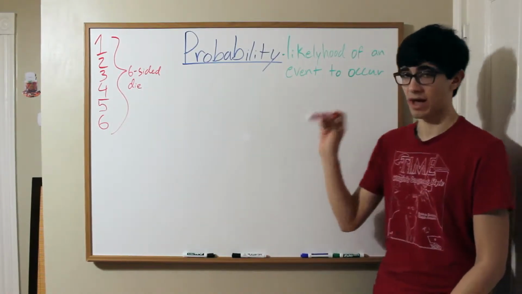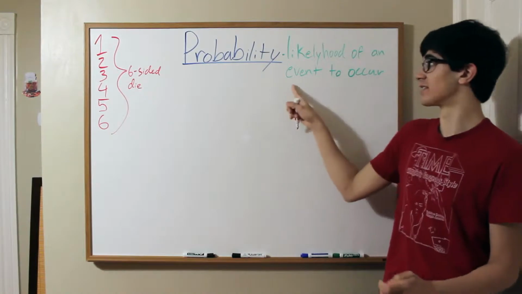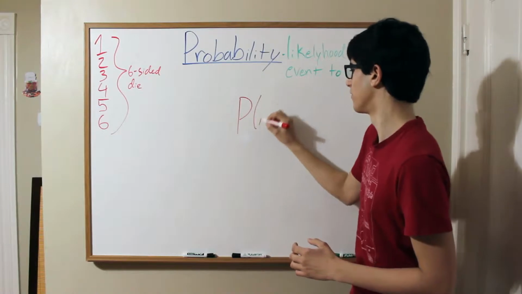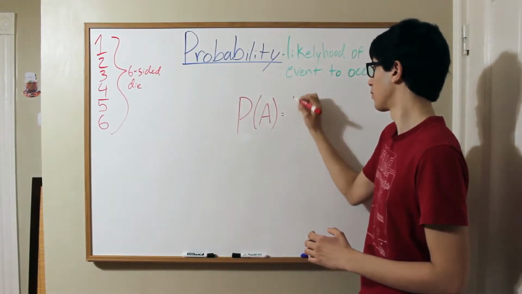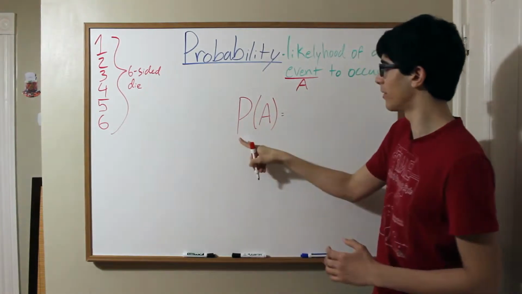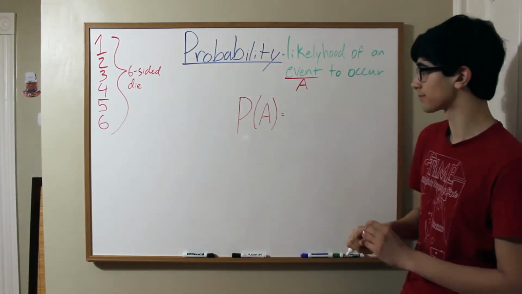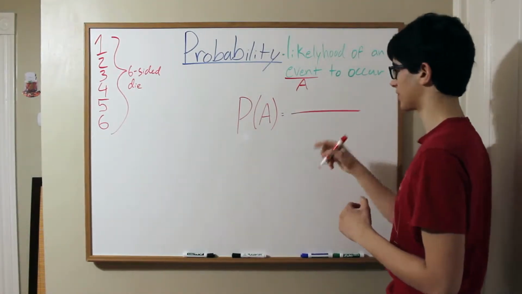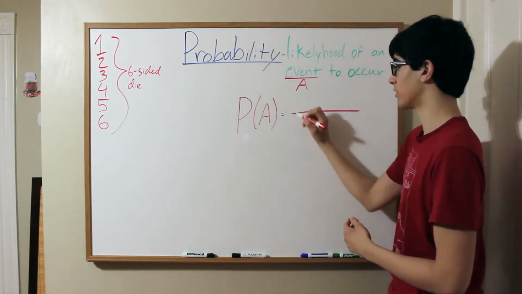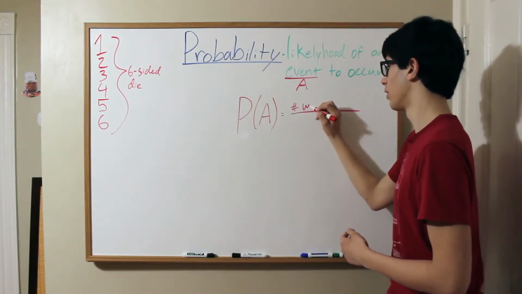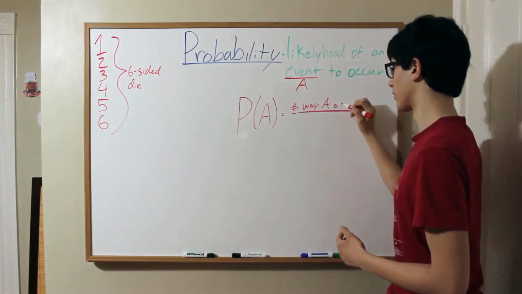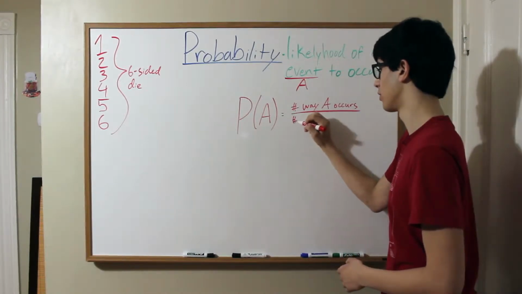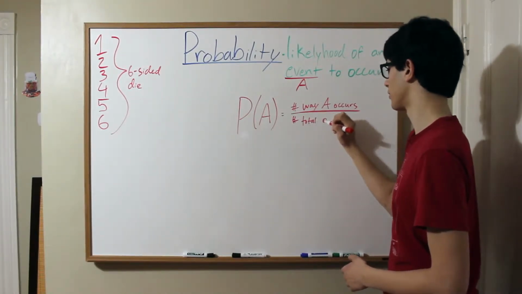In math, the probability of an event occurring is written as P of A, where A is our event. So, the probability of event A occurring, P of A, is calculated by a fraction. This is when we get into the calculation of our probability: the number of ways A occurs, divided by the number of total outcomes.